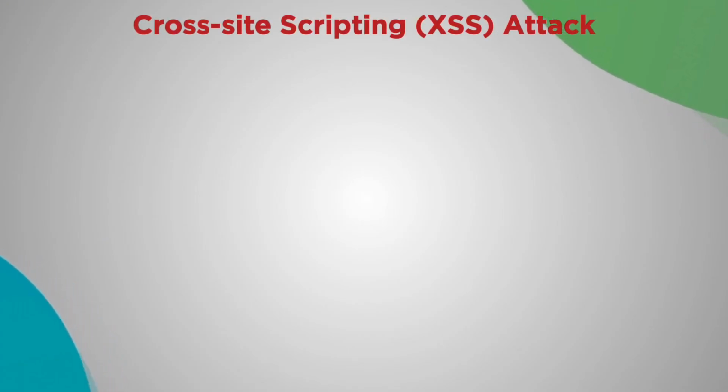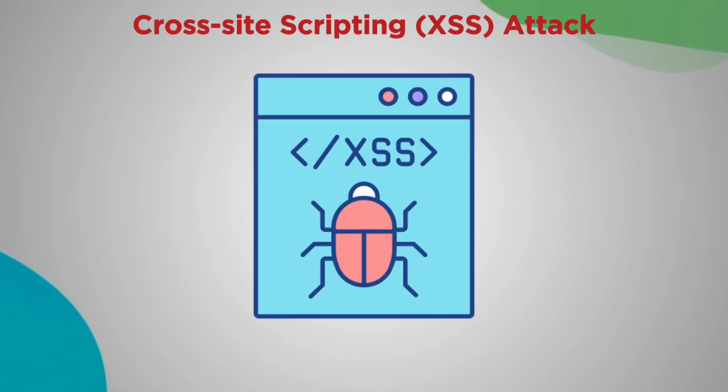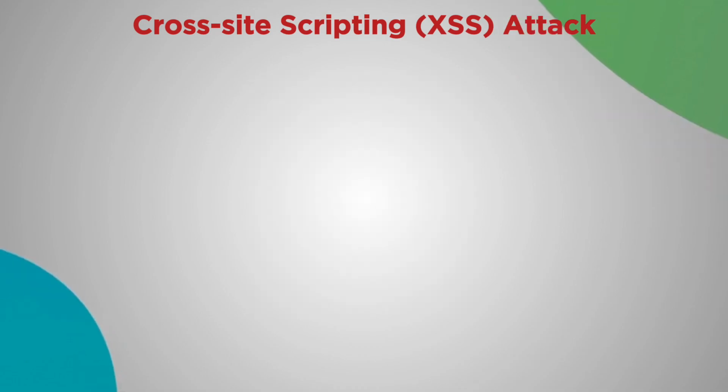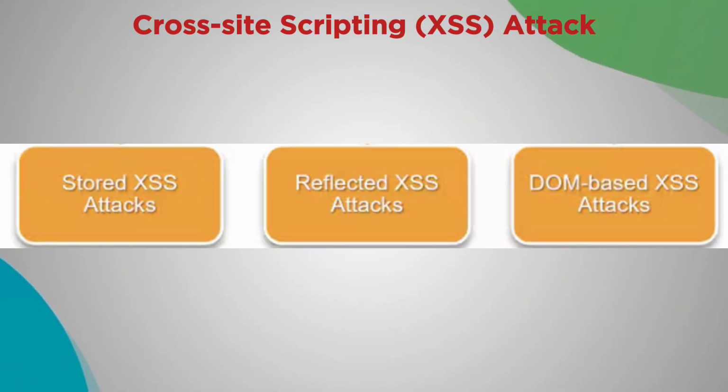Next, we have the cross-site scripting attack, XSS attack. This attack involves injecting malicious JavaScript code into a target's web browser via a third-party website. Cross-site scripting is an exploit where an attacker attaches code onto a legitimate website that will execute when the victim loads the website. There are different types of XSS.